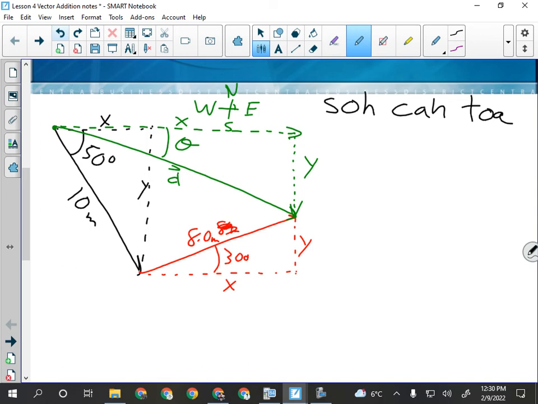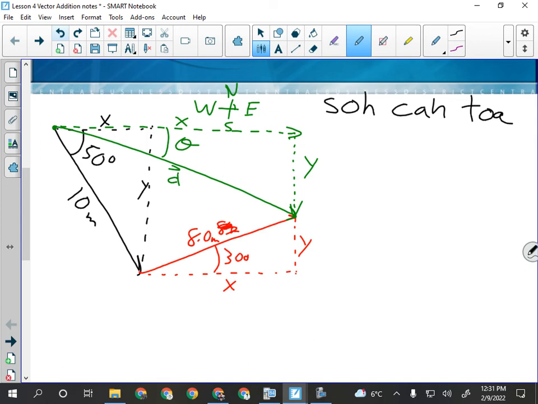For that black triangle, I know the hypotenuse and I know the angle. Right? That means I can find the opposite side and adjacent side using cos and sine. Okay? Because I have the hypotenuse and I have an angle within the triangle.